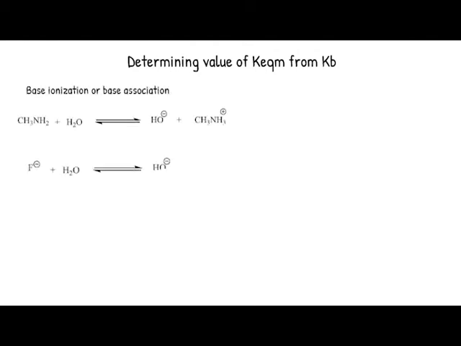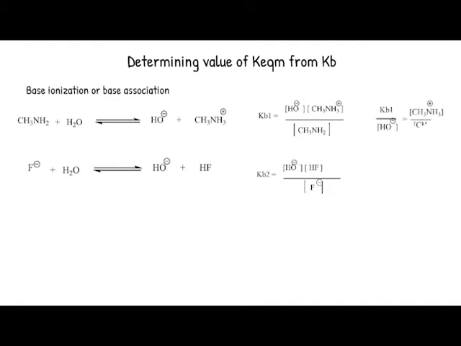First, write the base ionization in water for each base. Then, write their Kb equilibrium expression. Isolate Kb and the hydroxide ion concentration on one side of the equation and the base and its conjugate acid on the other side. Note that for the fluoride ion, this must be inverted so that the hydroxide ion concentration is the numerator and Kb2 is the denominator.